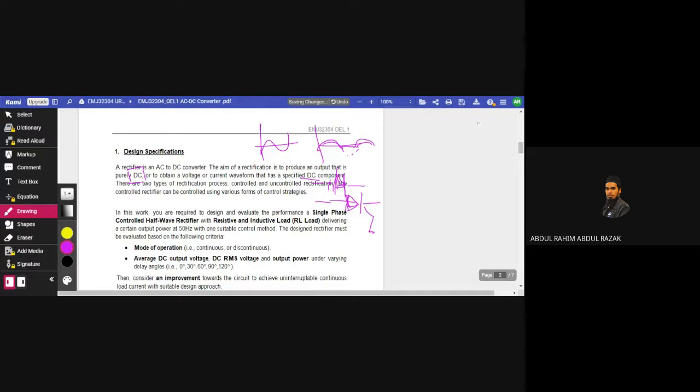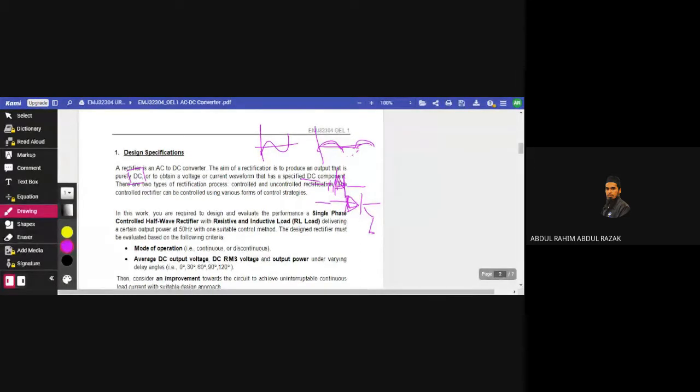I'm not sure, are we going to learn the fully controlled or not? Semi-controlled only. So only 2 kinds of device you can use, either diode or thyristor. The control effect can be achieved using various forms of control strategy. As I said just now, you can use a simple square wave generator, meaning that you assume the signal will come from the microcontroller, and the microcontroller just generates a simple square wave. So indicate where alpha is, where beta is, and assign to the circuit.